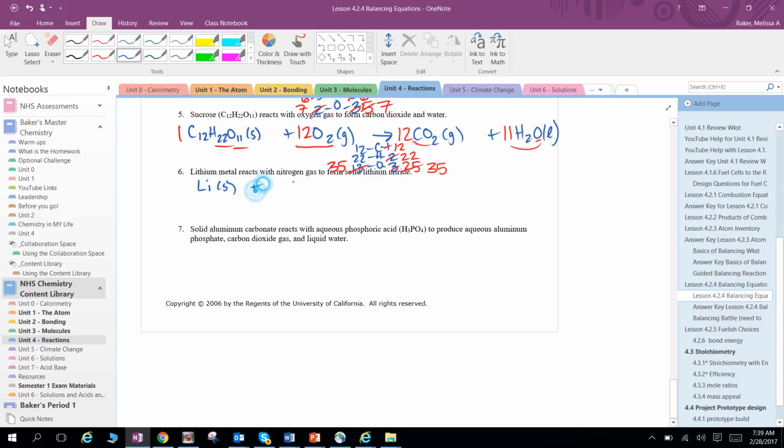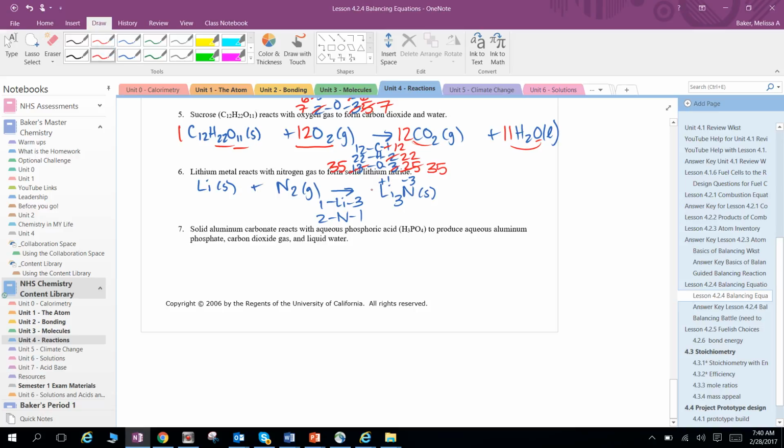Lithium metal reacts with nitrogen gas to form lithium nitride. Lithium's got a +1, nitrogen a -3, so that becomes Li3N, and it says it's a solid, which makes sense, it's ionic. 1 lithium on the left, 3 on the right. 2 nitrogen on the left, 1 on the right.